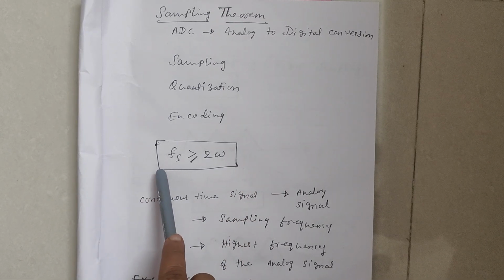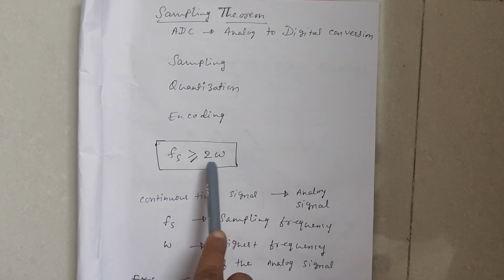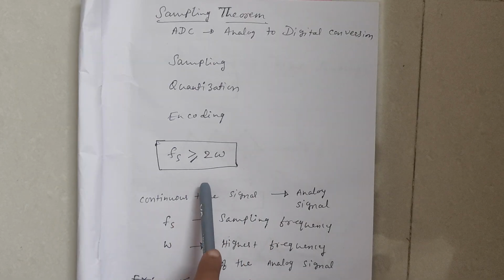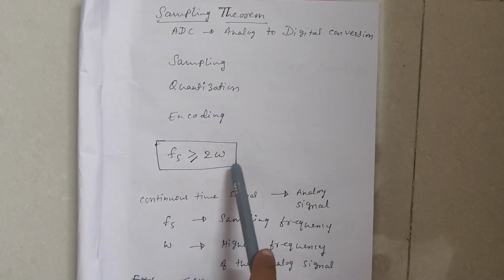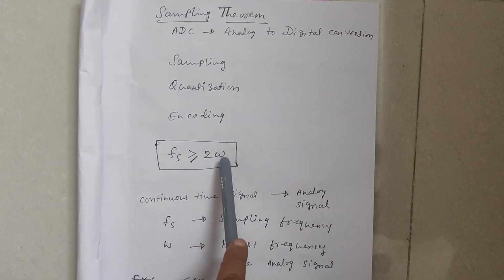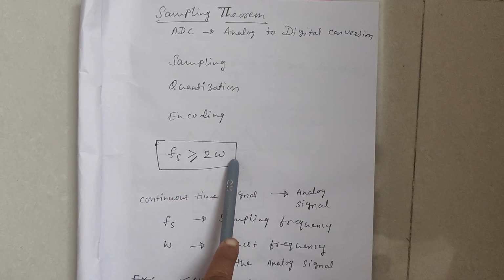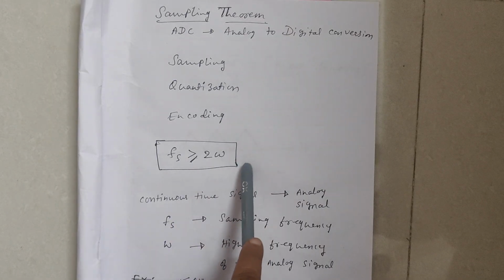When we sample a signal at the rate Fs greater than or equal to 2W, we can completely recover the signal. Here signal means continuous time signal, that is nothing but an analog signal. For sampling we are giving an analog signal as input. See, very simple, you remember this equation Fs greater than or equal to 2W. When we sample a continuous time signal at the rate Fs greater than or equal to 2W, we can recover the continuous time signal properly. That is the sampling theorem statement.